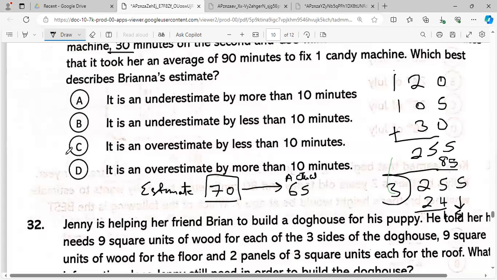Because the actual one is 5. You were saying that it was overestimated by 10. No, it said less than 10. So, guys, you have to look for the language very carefully. All right? We spend a long time on that. I didn't see the less than 10, sir.